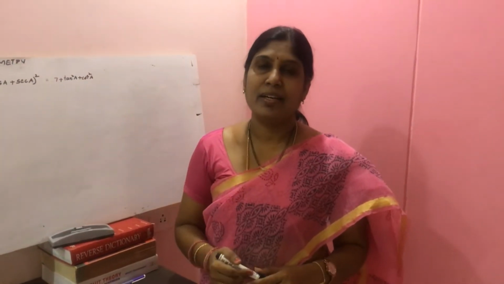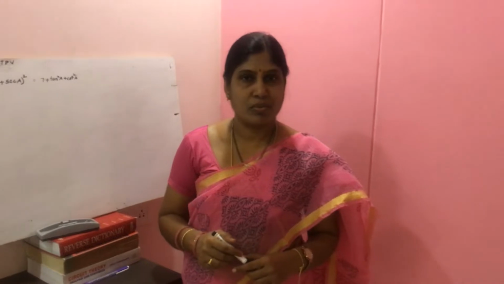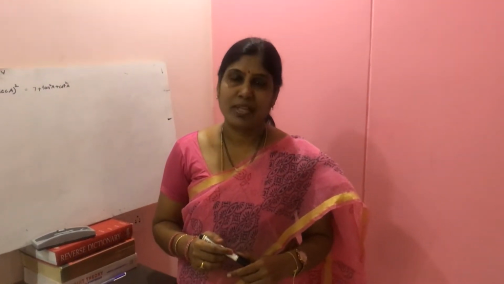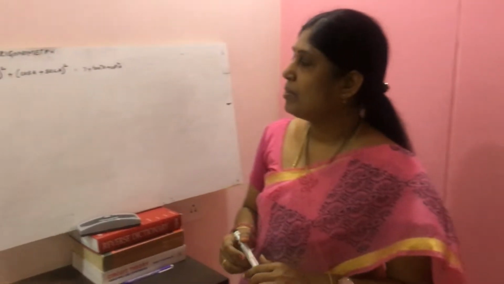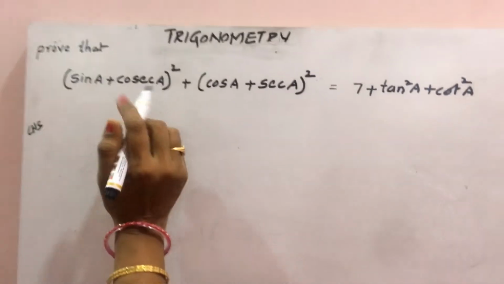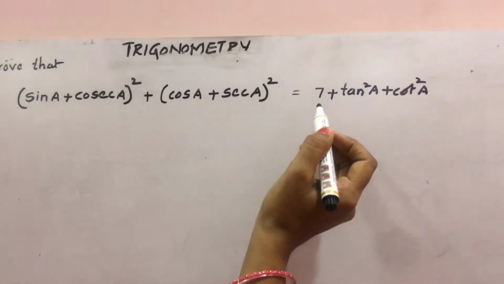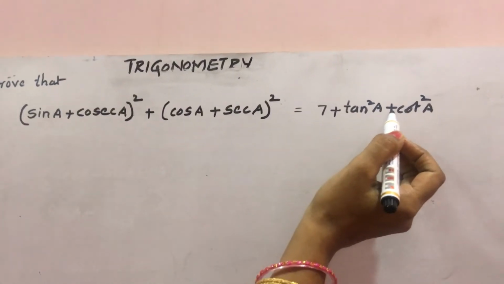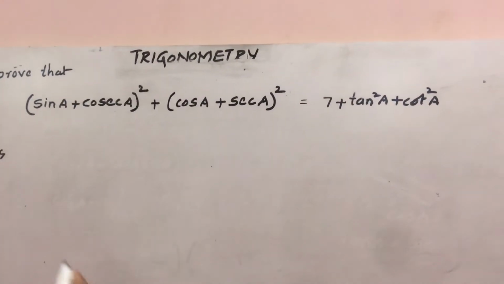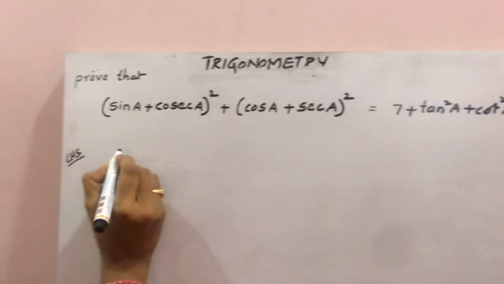In previous classes, we have seen trigonometrical identities and we solved some problems in fourth exercise. Now we are going to solve some more problems in fourth exercise. See the problem. Prove that (sin A plus cosec A) whole square plus (cos A plus sec A) whole square is equal to 7 plus tan square A plus cot square A. For this I am taking LHS.